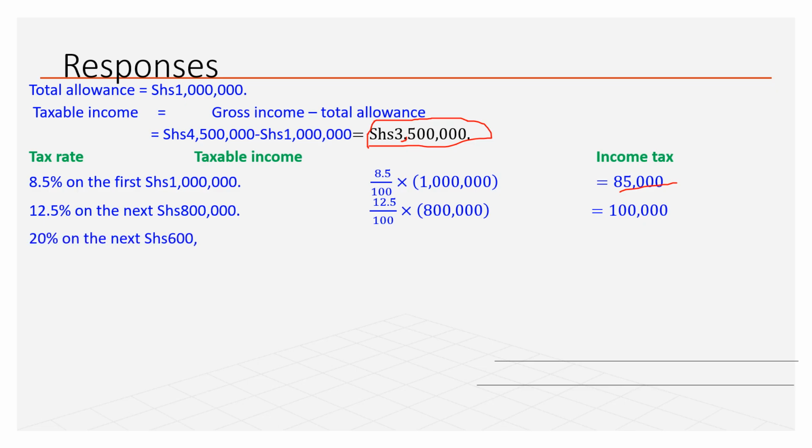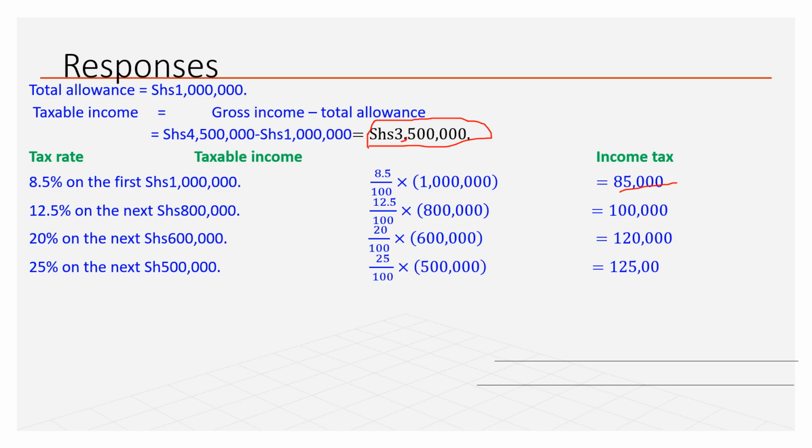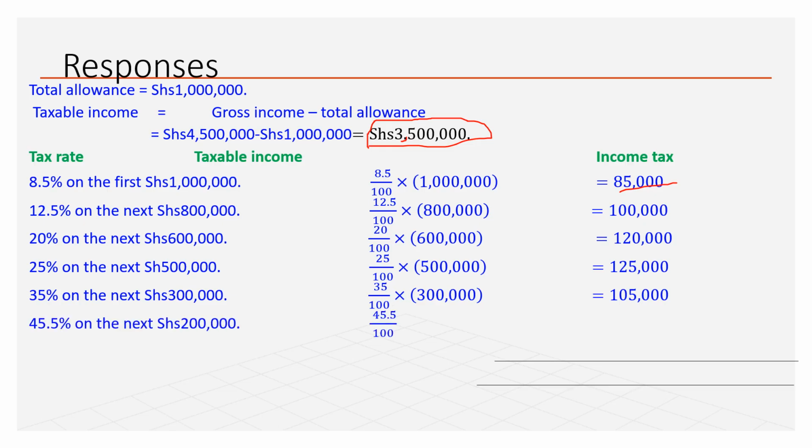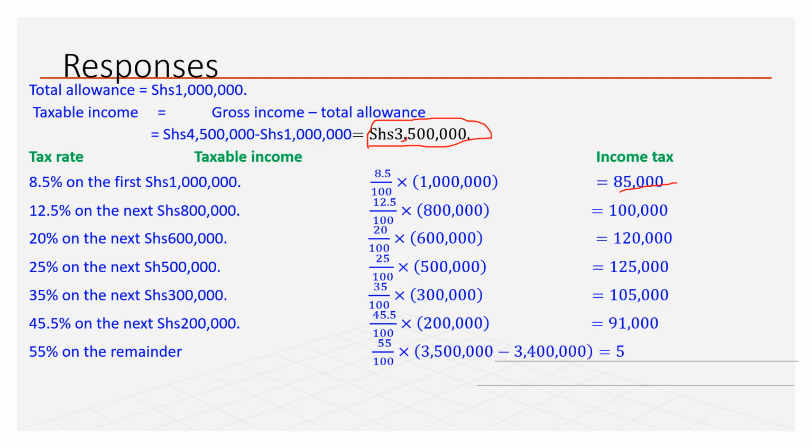For the next as well, that's the next 600, we get 120k. Next, we get 125,000. Next, we get 105,000. The next 200, we get 91,000. Then the remainder. So we agreed that the remainder is the difference between the total taxable income and what has already been taxed.